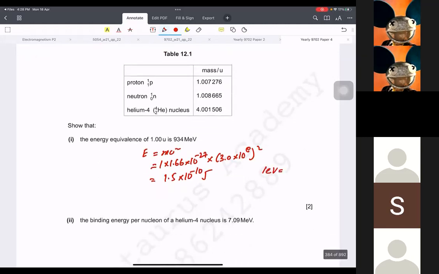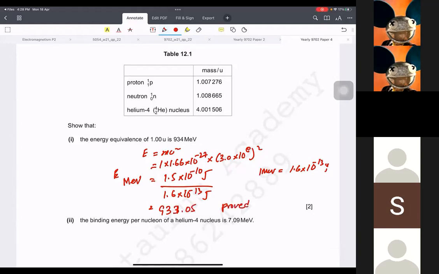Okay, now what do you do? 1 eV equals to, what do we have to convert it into? MeV, sorry, 1 MeV equals 1.6 times 10 raised to minus 13 joules. So we divide this. What do you get? So it's 934. 933.7. 0.75. Okay, proved.